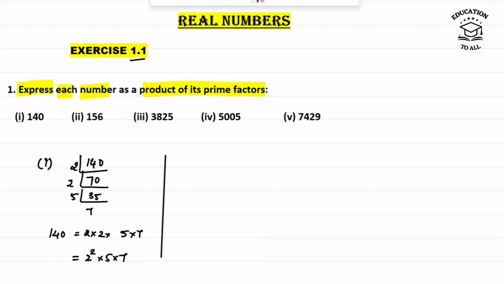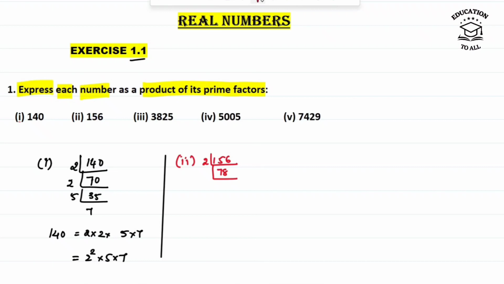Similarly, part 2 is 156. The last digit is 6, so the unit digit is an even number, so it is divisible by 2. In 15, 2 sevens are 14, 1 is not. So 7 times. And 1 carries, 16, 8 times.